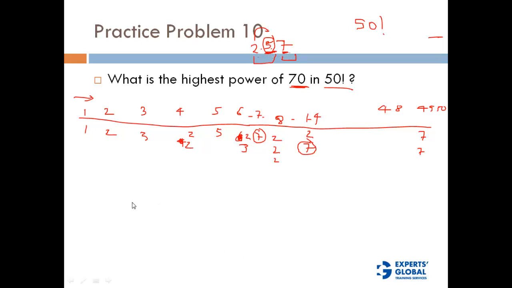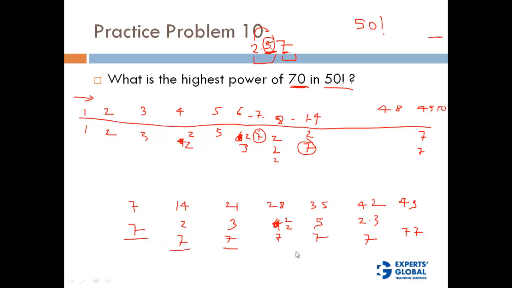So how many 7s will we have? We'll have 7, 14, 21, 28, 35, 42, 49. These are multiples of 7. Here we're going to have one 7, here again one 7, here we are going to have 3 and 7, another 7. Here, actually this would be 2 and 2 rather, this is going to have 5 and 7. This is going to have 2 and 3 and 7. This is going to have 2 sevens. Correct. So how many sevens will we end up having in 50 factorial? We're going to have 1, 2, 3, 4, 5, 6, 7 and 8. We'll have 8 sevens, and there we'll obviously have 8 fives and 8 twos, definitely, right?